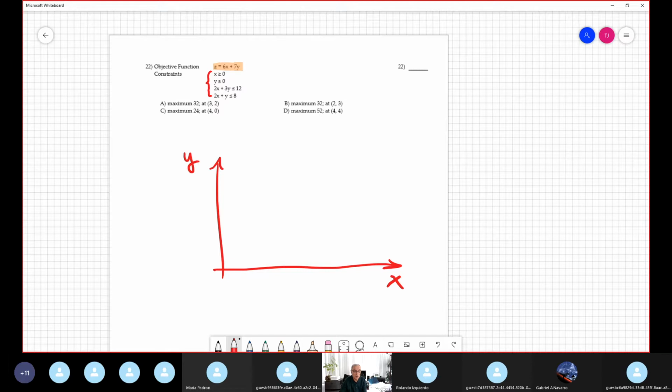Now we have two lines, this line and this line. You put together, approximately, I know the solution is something like that. Okay, and this is my famous feasible region.